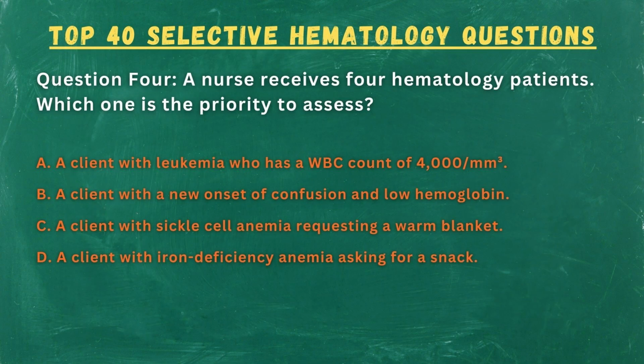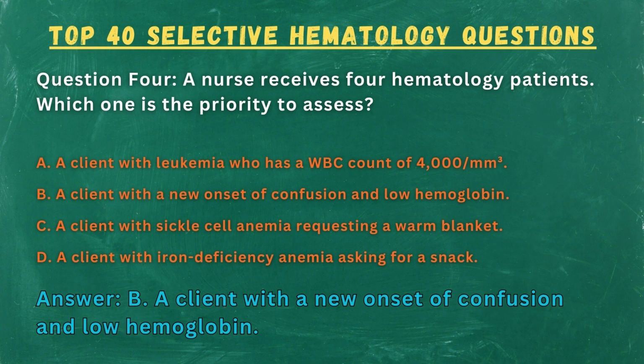Question 4. A nurse receives 4 hematology patients. Which one is the priority to assess? A. A client with leukemia who has a WBC count of 4,000/mm³. B. A client with a new onset of confusion and low hemoglobin. C. A client with sickle cell anemia requesting a warm blanket. D. A client with iron deficiency anemia asking for a snack. Answer. B. A client with a new onset of confusion and low hemoglobin.